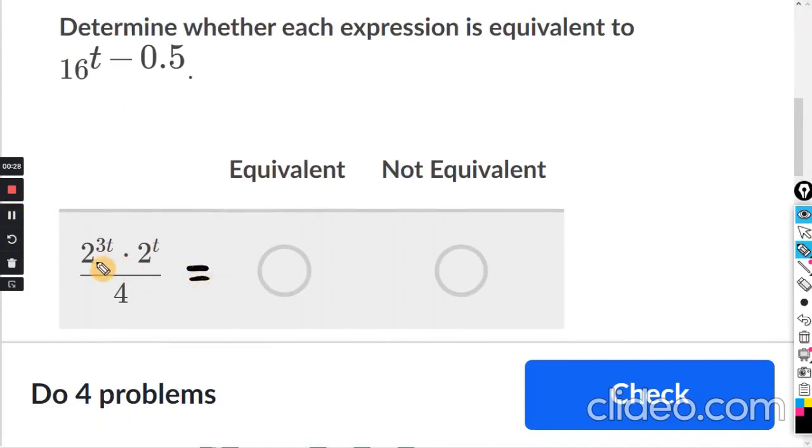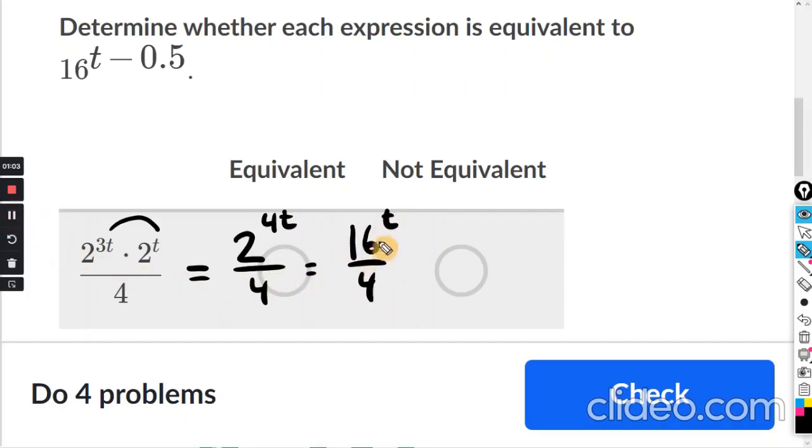In the first one, since we have 2 and 2, we can just add the exponents. In the numerator, we keep the 2, and then 3t plus t is going to be 4t, and that's divided by 4. 2 to the 4th power, 2 multiplied 4 times, is 16. So 2 to the 4th power is 16. We still have t, and that is divided by 4.